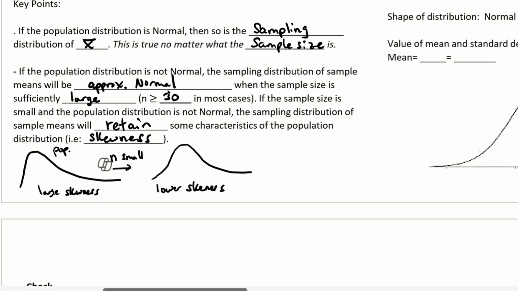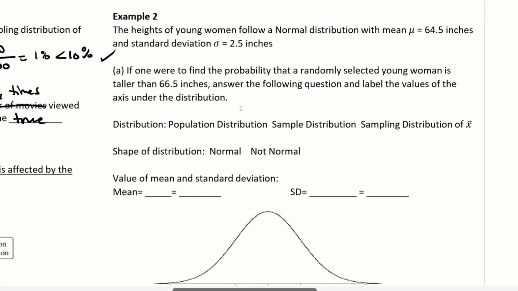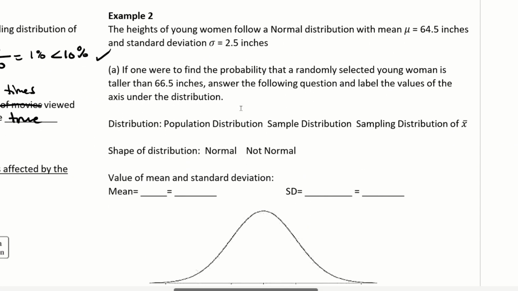All right, so let's look at an example. Example 2: the heights of young women follow a normal distribution with a mean of 64.5 and a standard deviation of 2.5. If one were to find the probability that a randomly selected young woman is taller than 66.5 inches, answer the following questions and label the axis under the distribution.